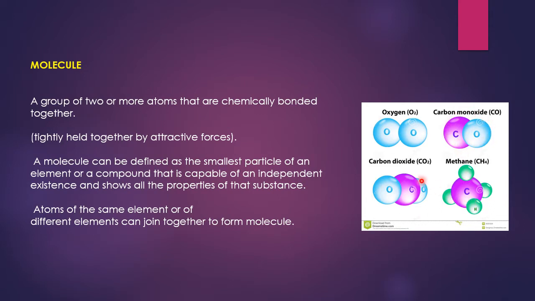And here another example is of methane, where one atom of carbon and four atoms of hydrogen are combined together chemically and then one molecule of methane is formed. So it is clear, when atoms of same element combine, molecule of element is formed, and when atoms of different elements combine, then molecule of a compound is formed. So this was molecule.